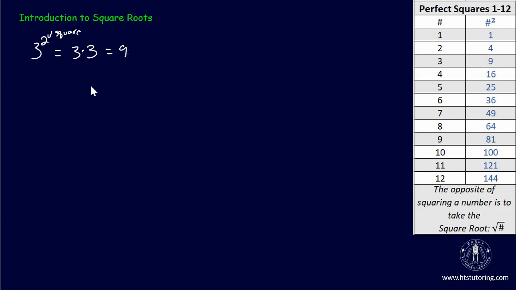In this video, what we're going to talk about is going from 9 back to 3. So taking the square root of 9 gives me 3.